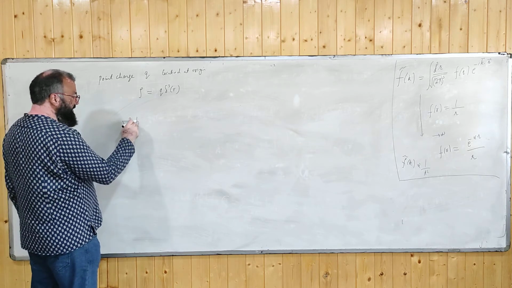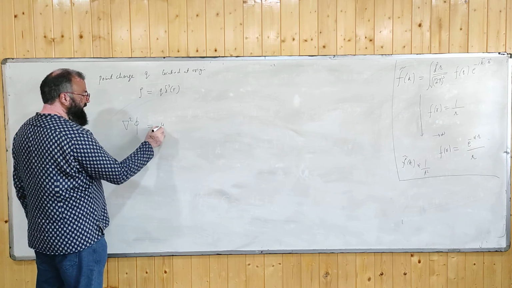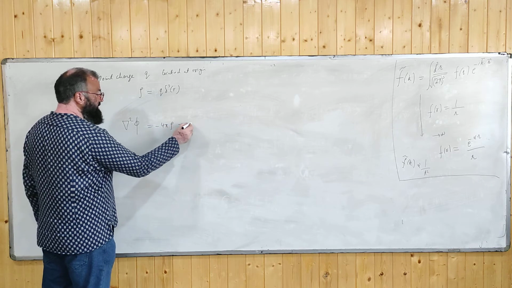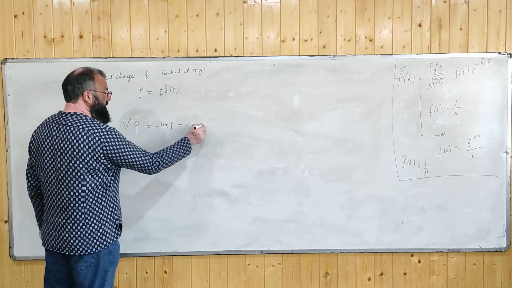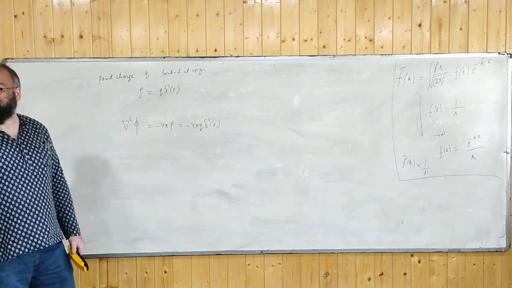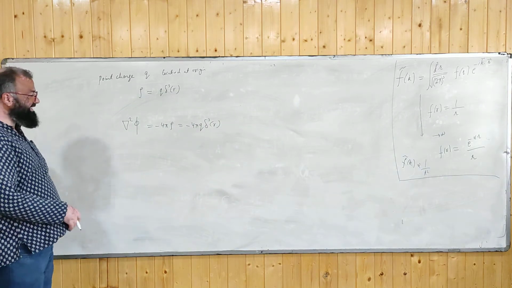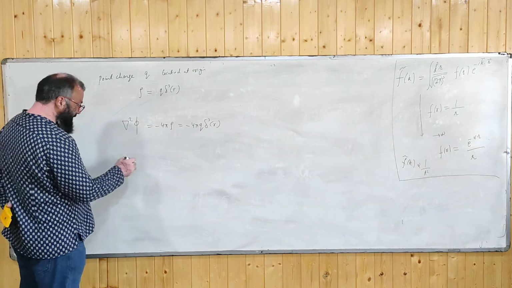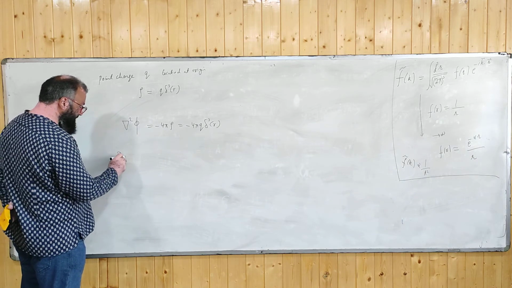Nabla square phi is equal to minus 4 pi rho. How much is that? Minus 4 pi Q delta 3 r. I will not explain these things, sir, we have been doing them for a longer period. Now let's take the Fourier transform of this phi.